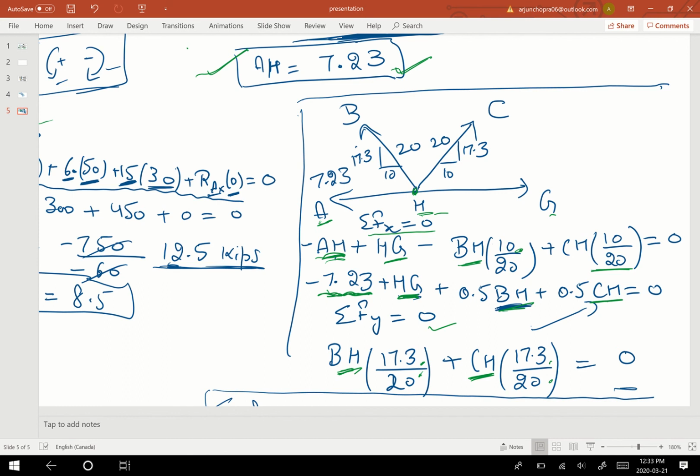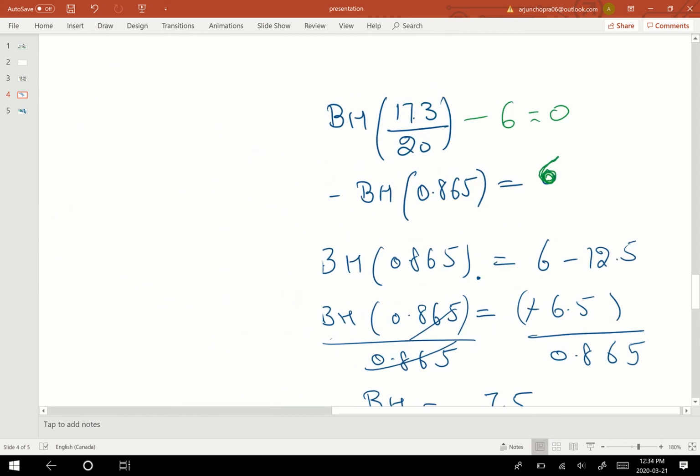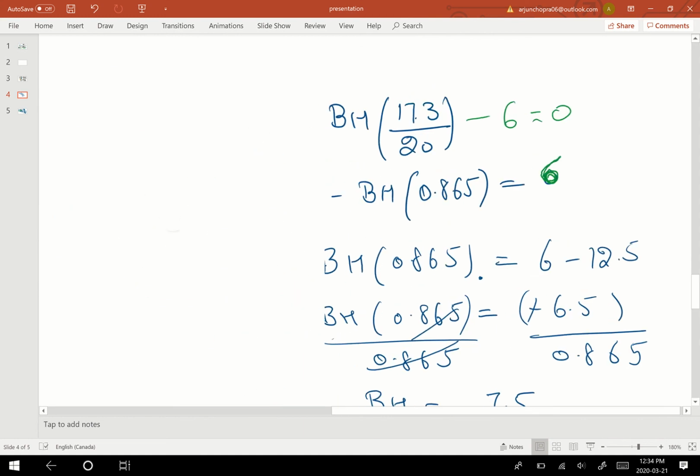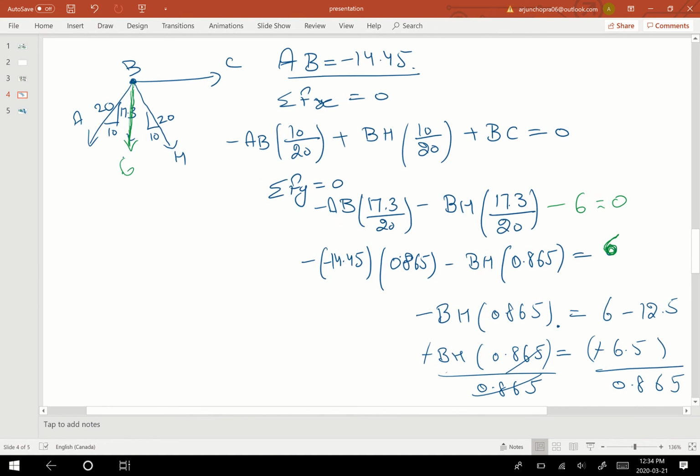I'm stuck here. So what I'm going to do is try to draw the free body diagram about point B now. So let's look into the free body diagram about point B. This is what your diagram will look like. Sorry, my computer is really slow. So this diagram will look like this.